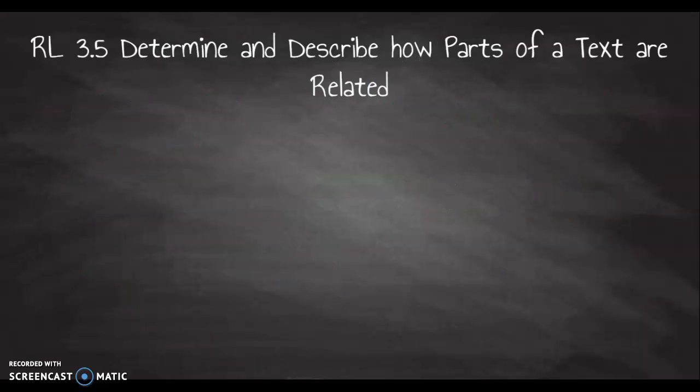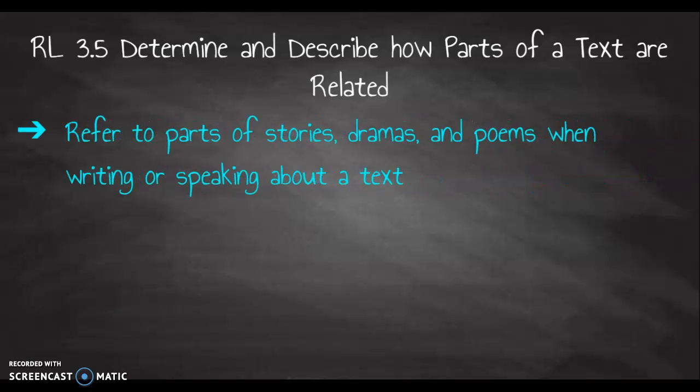Quarter 2, we will focus on RL 3.5, which is determine and describe how parts of a text are related. So we will be referring to parts of stories, dramas, and poems when writing or speaking about a text. So students will describe how each part builds on earlier sections in that same text.